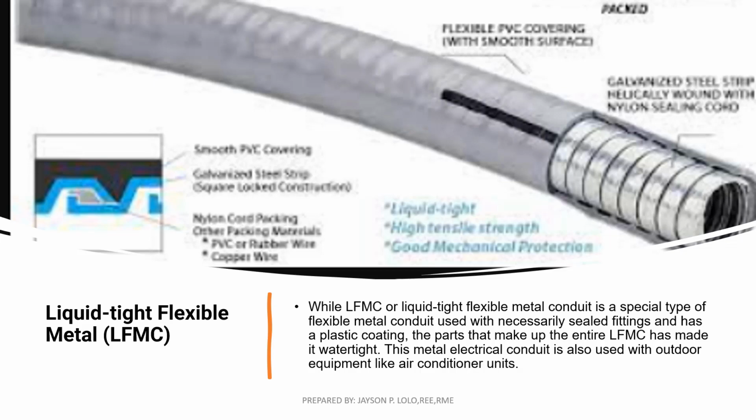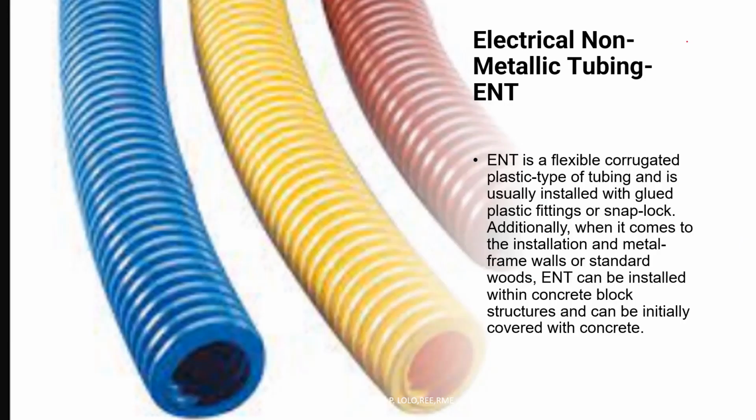Aside from metallic conduits, we also have non-metallic conduits, commonly called flexible hose. A common color in the market is orange, but we also have red, yellow, and blue, which serve as a guide for the phase. Phase wires also have colors, which are red, yellow, blue. ENT is the true name of the flexible hose, electrical nonmetallic tubing.